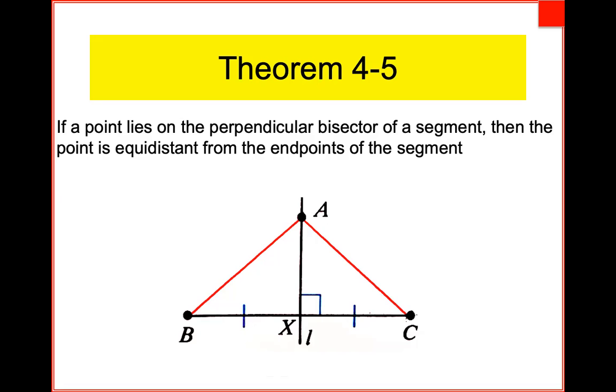Theorem 4.5: if a point lies on the perpendicular bisector of a segment, then the point is equidistant from the endpoints of the segment. In other words, the distance from A to B is the same as from A to C. If there is a skill involved, they're going to say that AB is 10, therefore AC is also 10. It's not much of a skill, right?